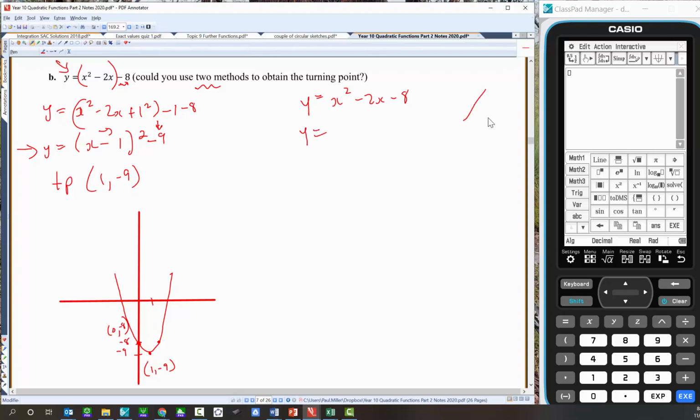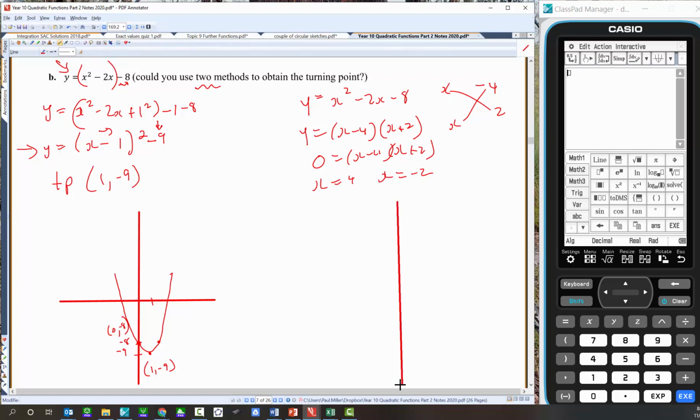So what I'm going to do is try to factorize that. Now, why? Okay, just go with me on this. x take 4, x plus 2, equals 0, so x equals 4, x equals -2. I'm trying to find out the x-intercepts here. Okay, I'm going to draw this Cartesian plane now. And let's mark in our x-intercepts: (-2, 0) and (4, 0).